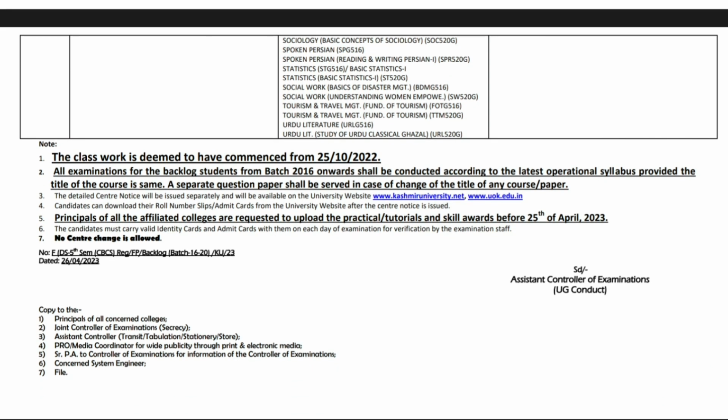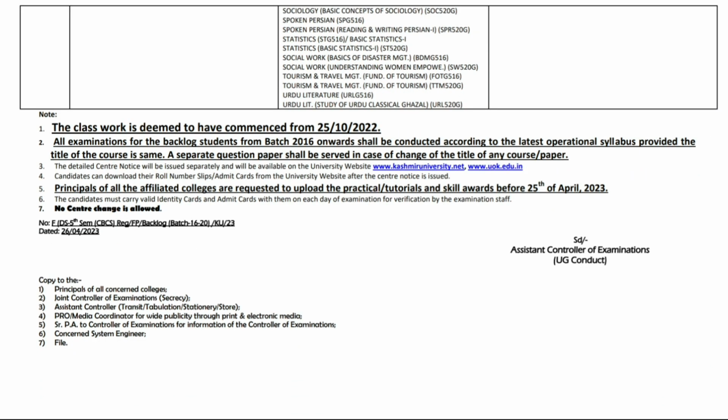Note, classwork is already started. Most important point is here that all examinations for the backlog students batch 2016 onwards shall be conducted according to the latest operational syllabus, provided the title of the course is same. A separate question paper shall be served in case of change of the title of any course or paper. Latest operational syllabus means syllabus for batch 2020.